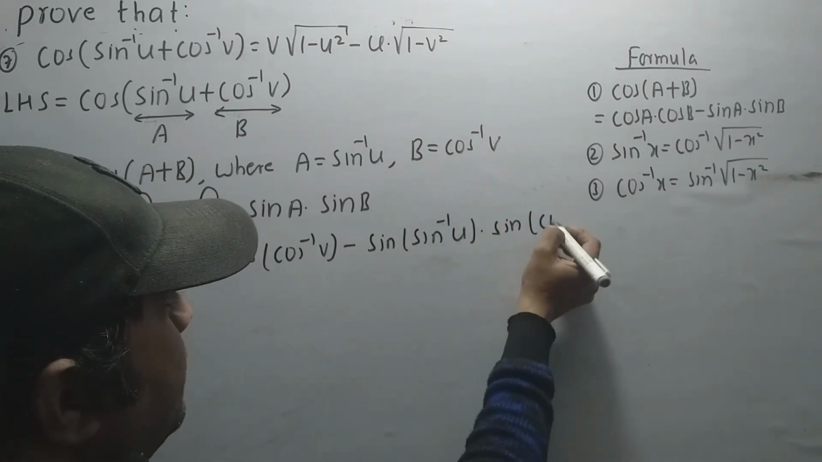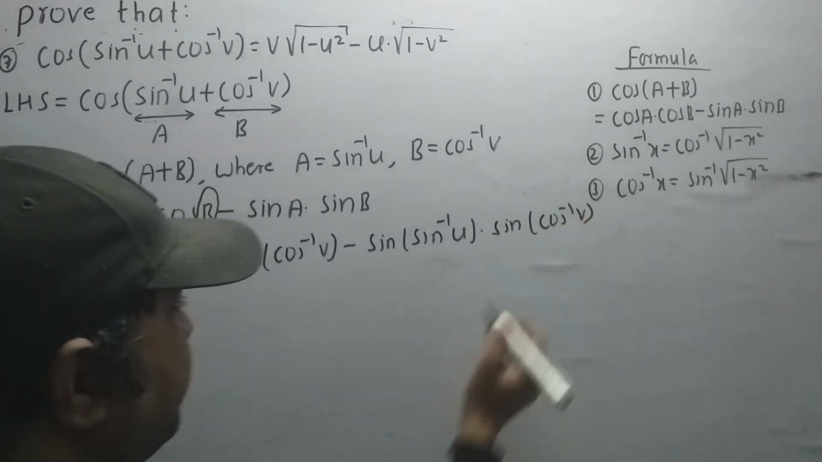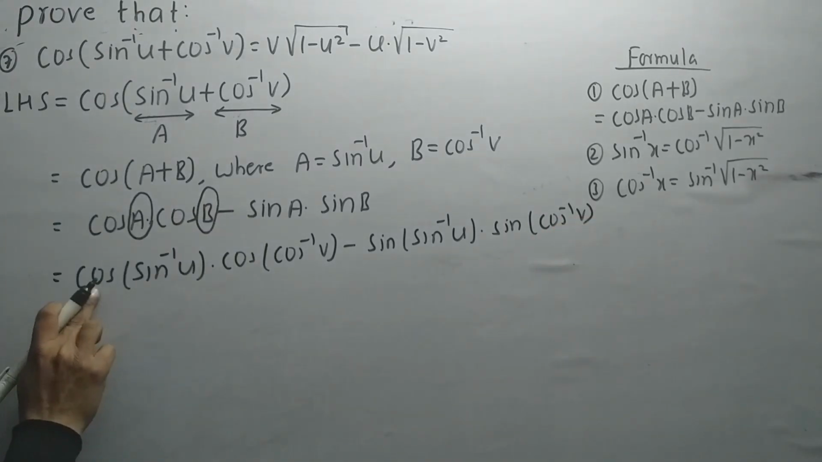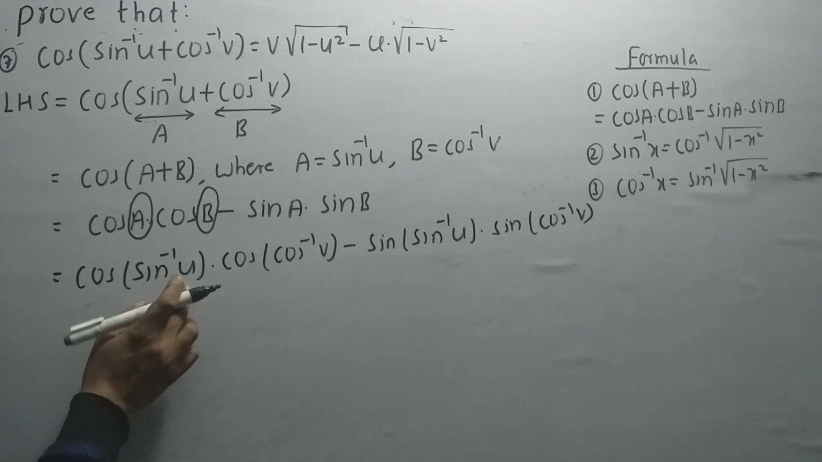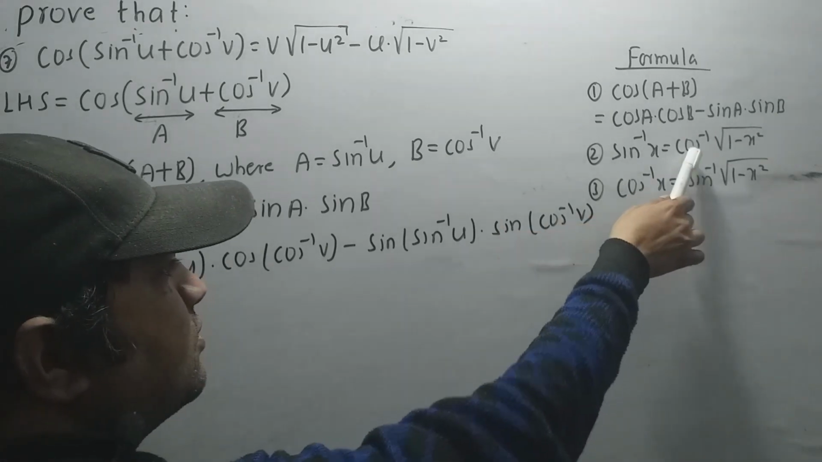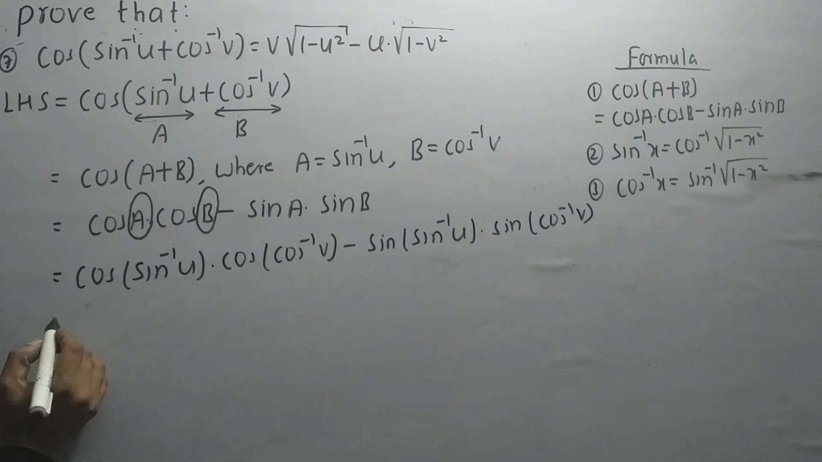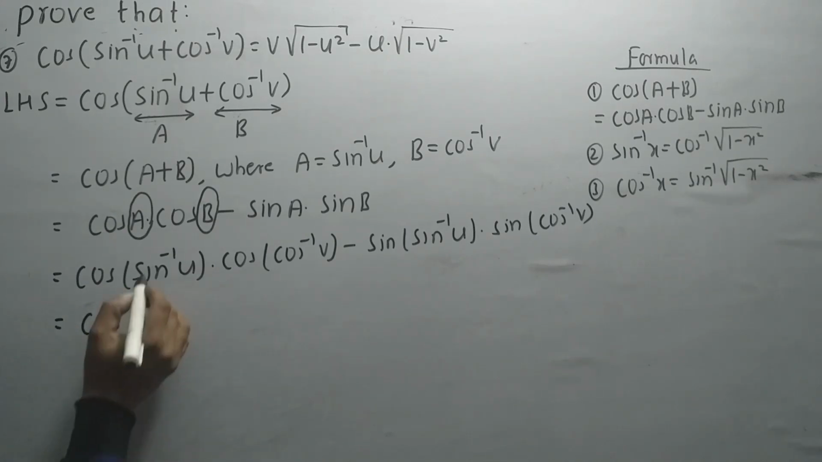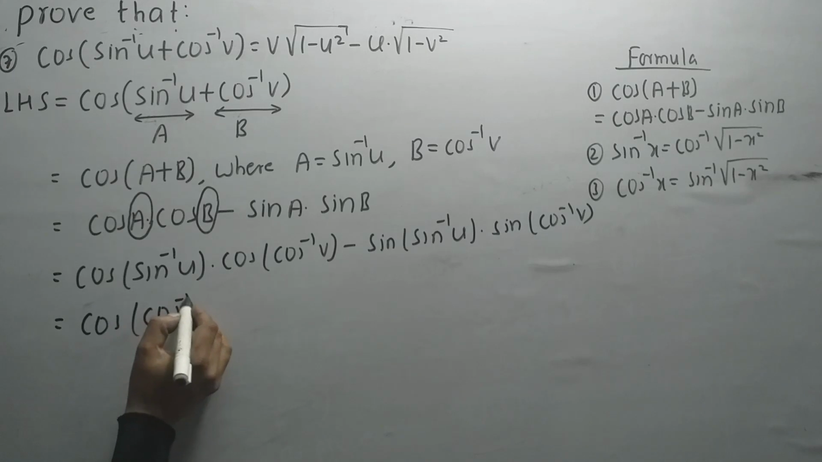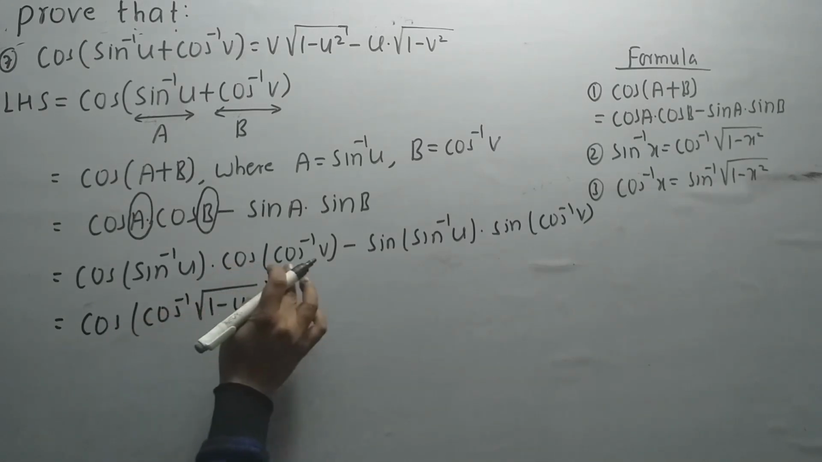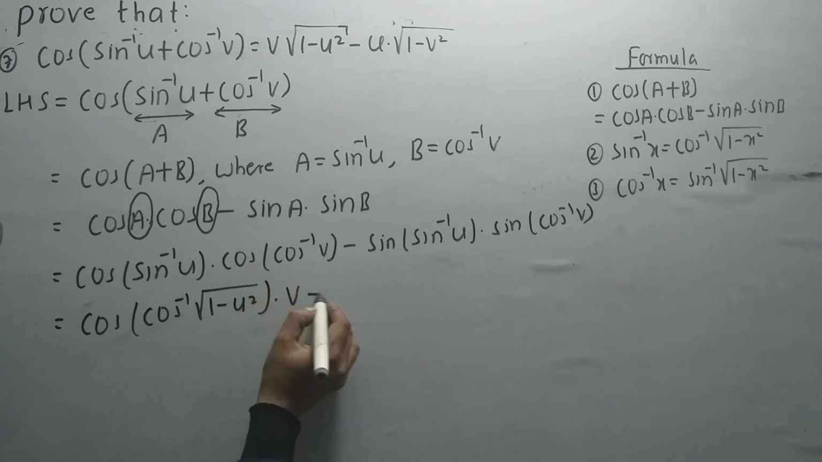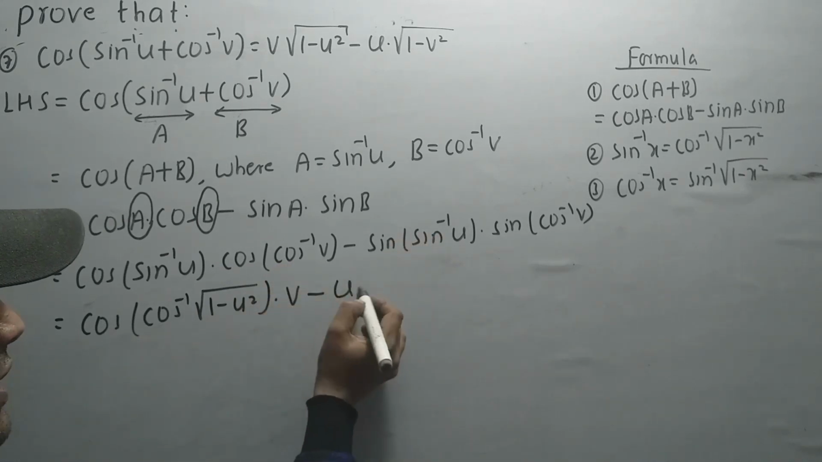In place of b, you write here cos inverse b. So after that, here it is cos, here it is sin. You remember the formula for sin inverse x: sin inverse x is cos inverse under root 1 minus x square. It's changed now. Cos, for sin inverse u, you can write cos inverse under root of 1 minus u square. Cos and cos inverse balance, write here b. Sin and sin inverse balance, you write here u.